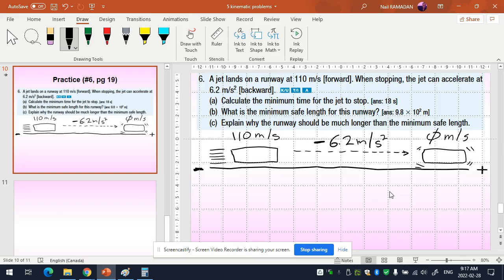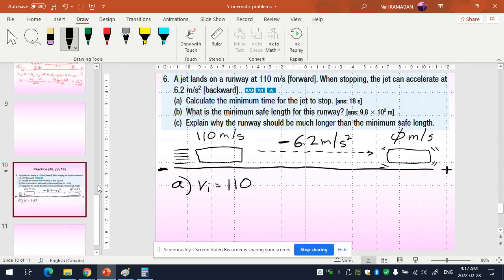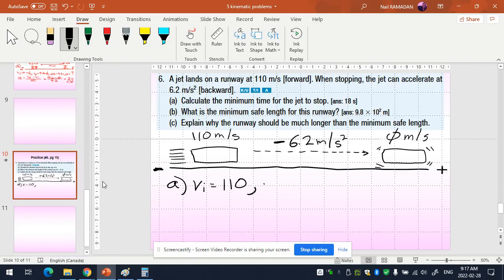Okay. Part A. Calculate the minimum time it takes to stop. Okay. Let's put the given variables so far. Vi equals 110. There we go. Vf equals how much? 0. It stops. That's it.